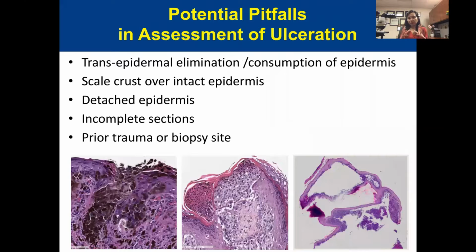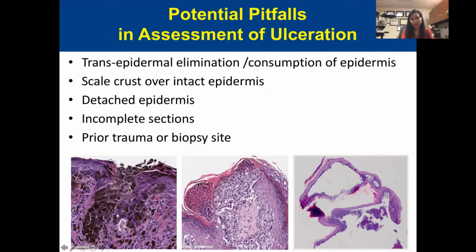These are some of the potential pitfalls in assessment of ulceration. I already mentioned the definition. But this one, for example, let's see. This is something that we call transepidermal elimination of melanocytes, or another terminology is consumption of epidermis. It's not true ulceration because we don't have the serous crust, right? Something like this is frequently called ulceration. That's not a true one. The other one is just the presence of scale crust. You see the epidermis stays intact, right? We still have this stratum corneum.